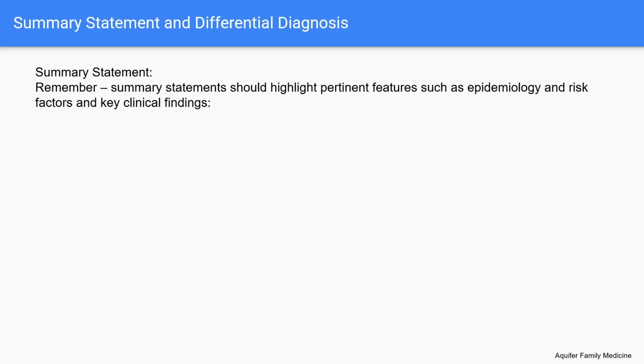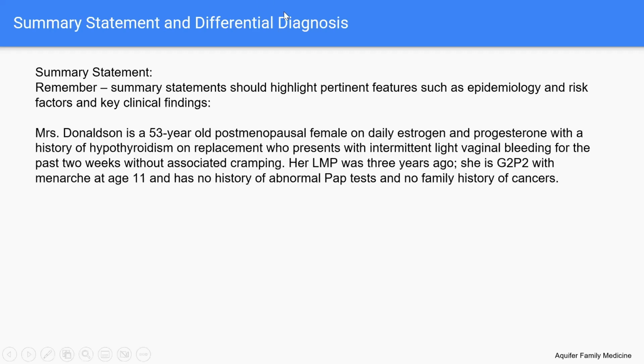All right, that's okay. We'll just talk about it to review this together. So remember, this is a 53-year-old postmenopausal female. She's on daily estrogen and progesterone. She has a history of hypothyroidism on replacement therapy, the levothyroxine.